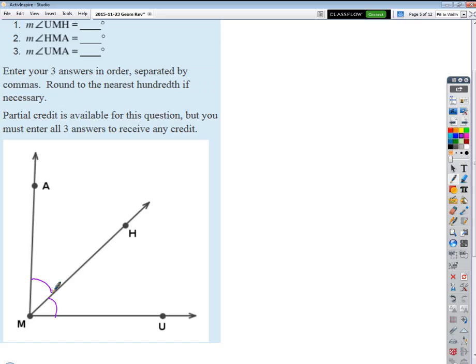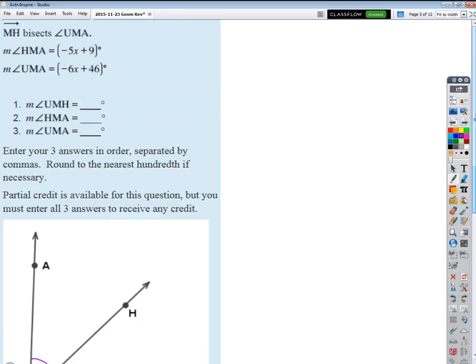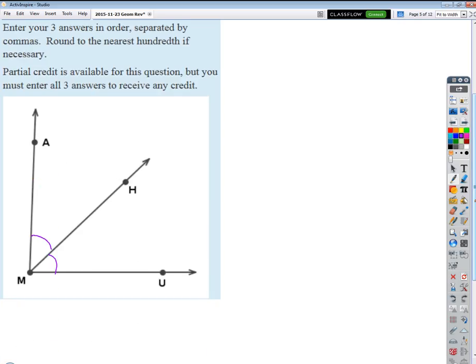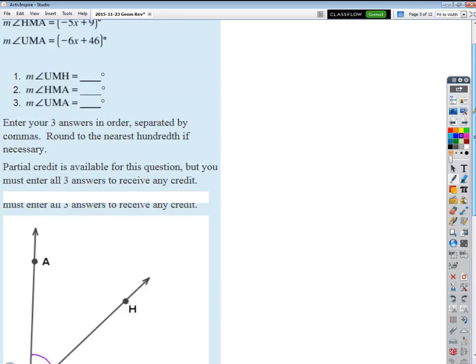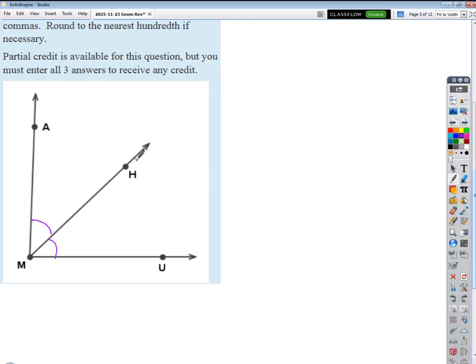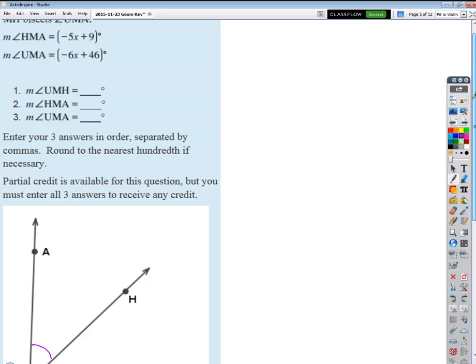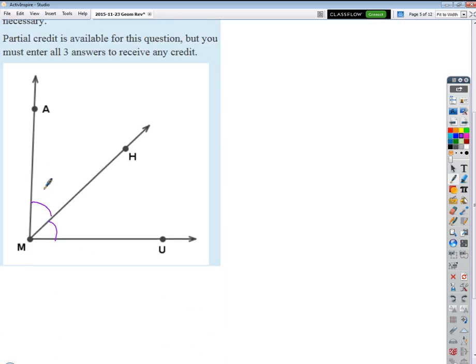Right? So if we were given, hypothetically, expressions for angle UMH and HMA, I would have just set those measures equal to each other, correct? And that would have been pretty easy, right? This one was a little different. This one told us something here. They gave us an expression for HMA, which is this guy right here, and that was negative 5x plus 9.